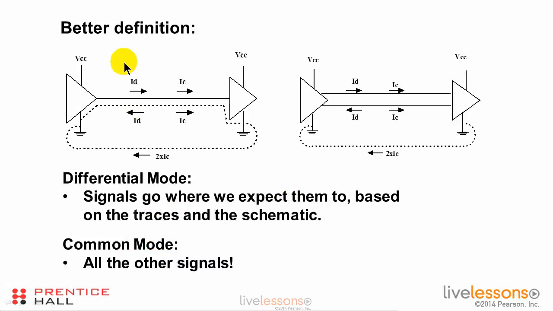And a better definition, in my mind, is differential mode is when the signals go where we expect them to, based on the traces and based on the schematic. Differential mode are the signals that we expect to be there and that we actually plan for. Common mode are all the other signals. We didn't plan for them, and frankly, we don't even want them.